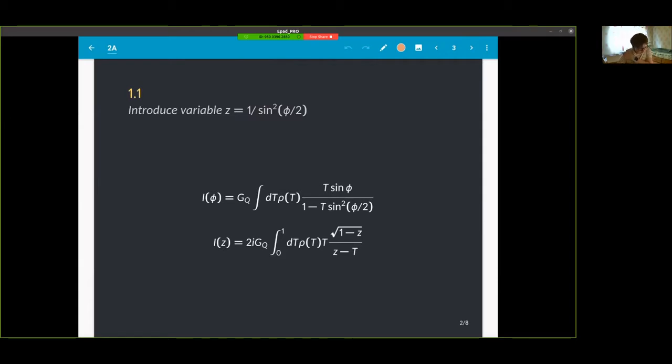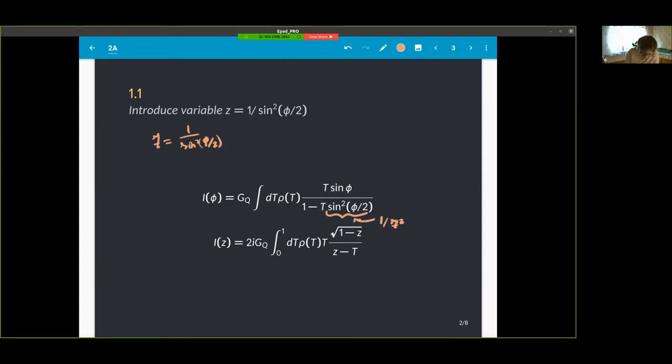So the first task of this exercise is to make a substitution. The task says that we have to substitute z is 1 over sine square phi over 2. That means we can put 1 over z square here. So this we already know is 1 over z square.